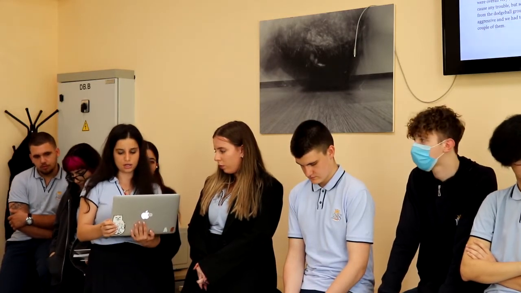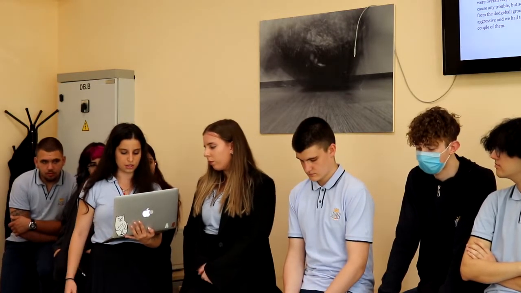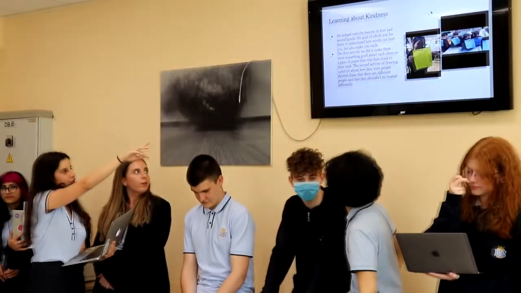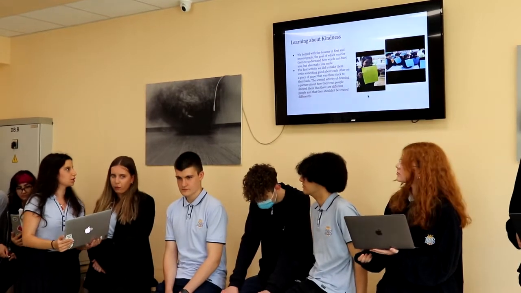And the second activity, we did a different activity for second grade, not to be the same. The second activity was drawing pictures about how to treat people, showing them that there are different people and that they shouldn't be treated differently. So they each drew pictures. Here you can see, so yeah, you can see this is the first activity and the second activity. Yeah, I mean, but we basically helped.